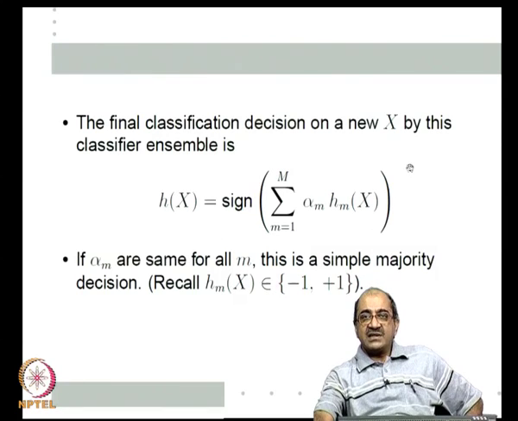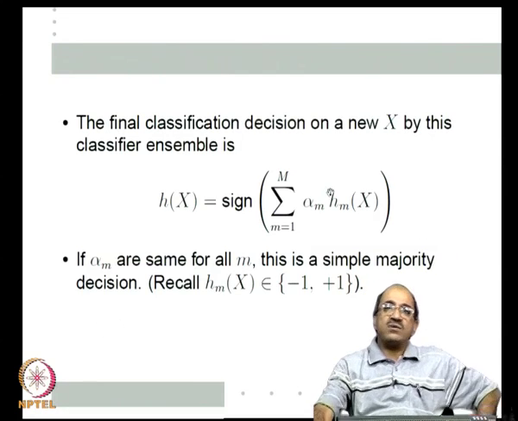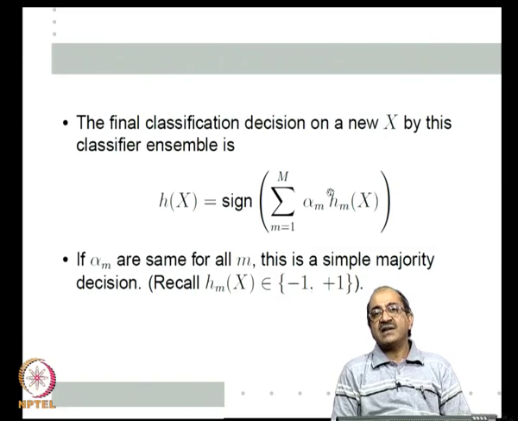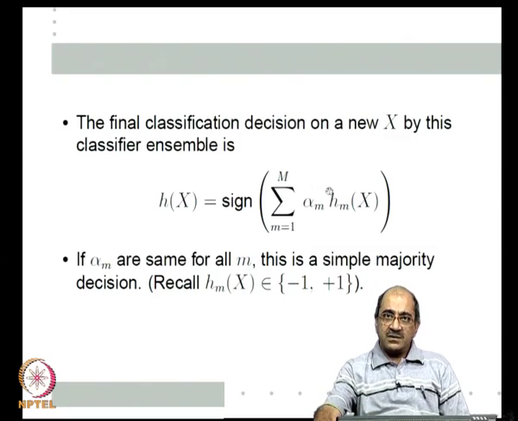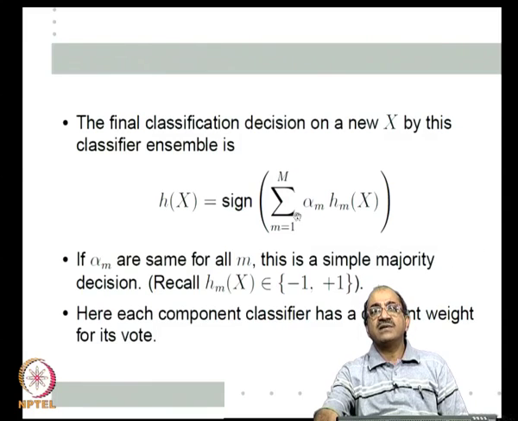If all alpha m's are constant and positive, then alpha m can come out of the sign function. Then, if the sum has more +1s, finally the sign will be +1. If the sum has more -1s, finally the sign will be -1. So, essentially it would be a simple majority voting if I did not have alpha m. If I have alpha m, it is a weighted majority vote.